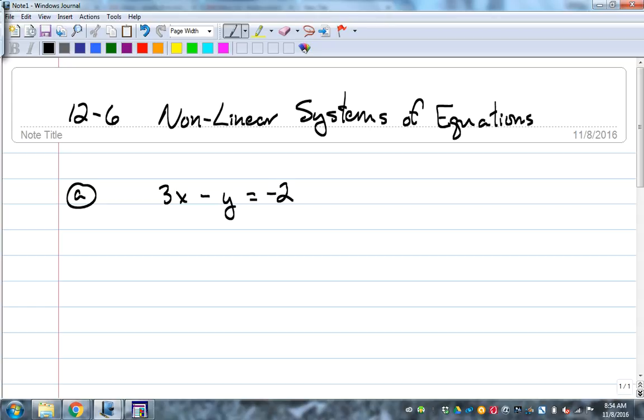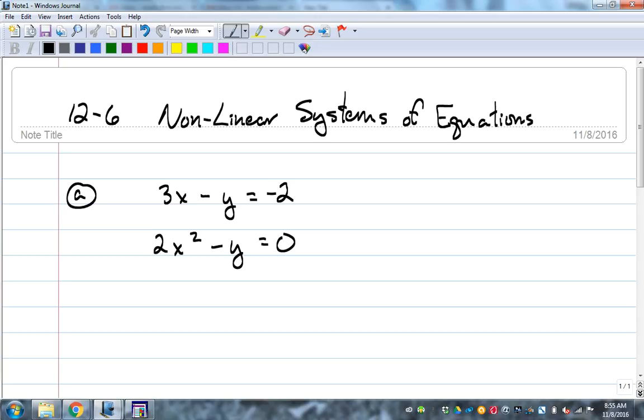3x minus y is equal to -2, and it be paired in a system of equations with 2x squared minus y is equal to 0. And we're asked to solve that system of equations. So what we're looking for here really, if we think about it graphically, is where are 2x squared minus y and 3x minus y equals -2? Where are they crossing on the coordinate plane, technically, is what we're looking for.